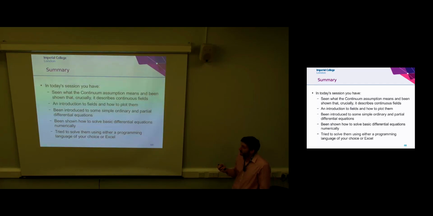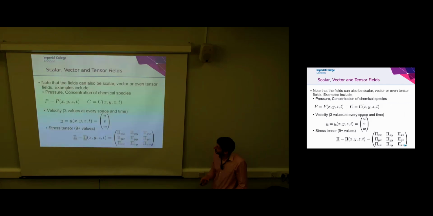You've had an introduction to fields and, at least in principle, how to plot them. Please try that. Please persevere and get that working, because that will be very, very useful in what we do from now on. We've introduced some simple ordinary and partial differential equations. We've shown a couple of analytical solutions, but really the emphasis has been on trying to solve them numerically, using this trick of rearranging the derivative and then using that to calculate the next value. And then we talked about solving that with either a programming language of your choice or Excel.